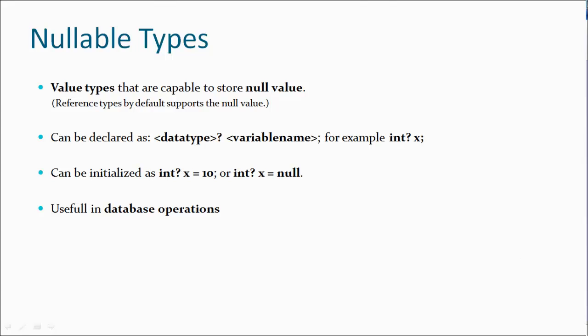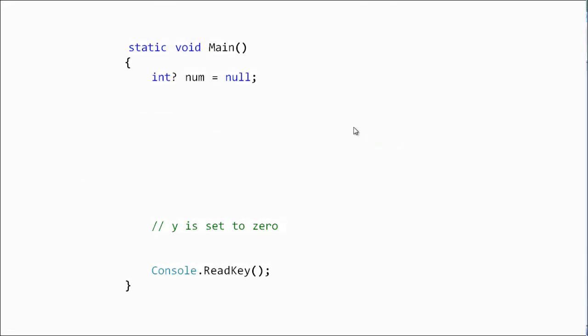Nullable types are value types that are capable to store null value. They are declared using special syntax like data type question mark identifier, for example int? x. These variables are capable to store null value in addition to normal range. Nullable types can be very useful while reading data from databases, as a database field can have null value. In this example, we are declaring num as nullable integer.